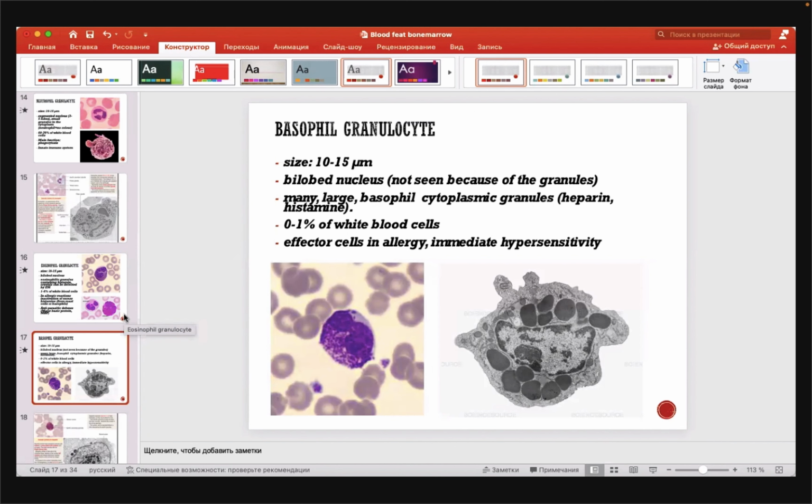The next type, basophil granulocyte. The cells are characterized by a size of 10 to 15 μm, with a bilobed nucleus. There are many large basophilic cytoplasmic granules containing heparin and histamine, and this population constitutes 0 to 1% of white blood cells. They are effectors in allergic reactions and responsible for hypersensitivity.